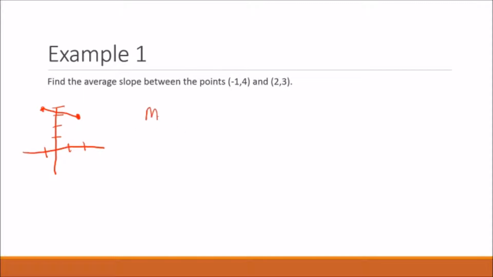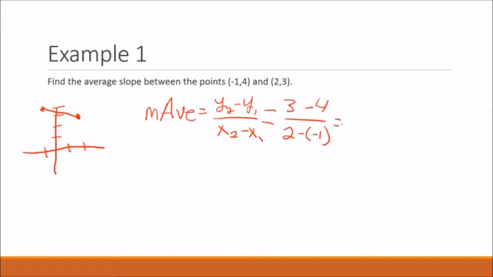So let's use our average slope formula, which says that MAV is equal to y2 minus y1 divided by x2 minus x1, which is 3 minus 4 divided by 2 minus -1, which is -1 over 3. So the average slope, MAV, is equal to -1/3.